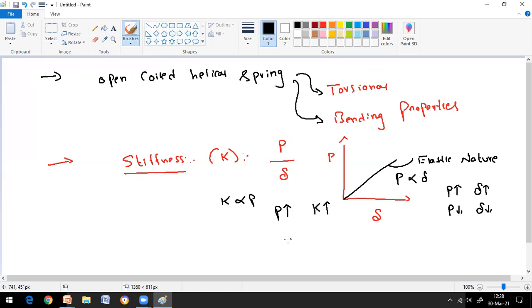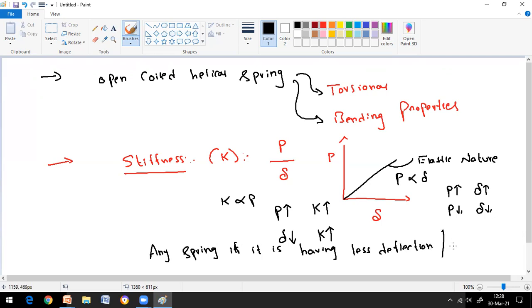We can define it in another way. When the deflection decreases, your slope will increase. Why? Because, sorry, your stiffness will increase. That means any spring that has less deflection or less deformation, that spring will have more stiffness.